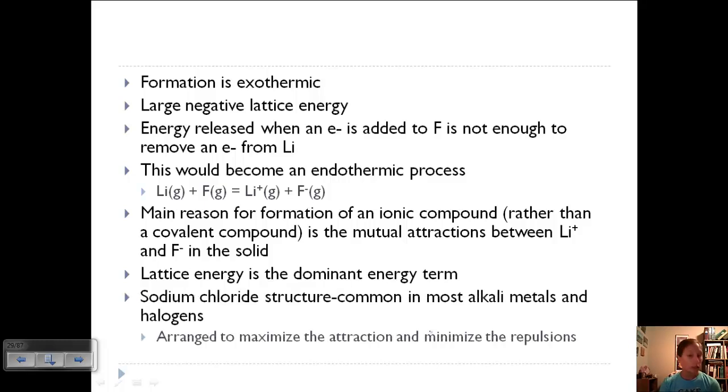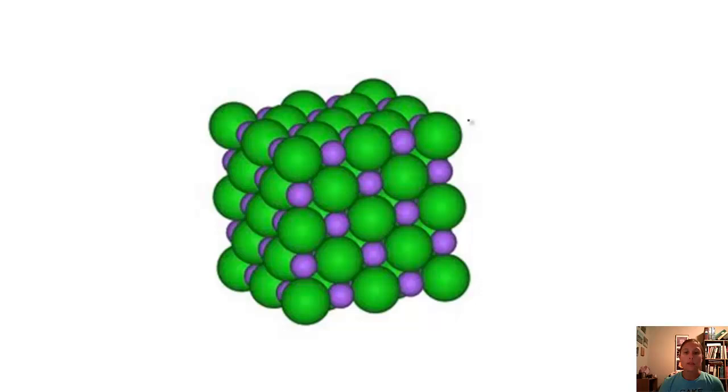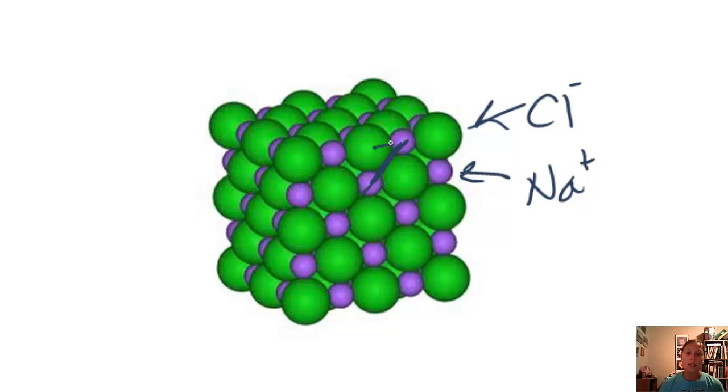If we take a look at other ionic compound structures like sodium chloride, this is the common structure for most alkali metals and halogens, and it's arranged in order to maximize the attraction of protons and electrons, but minimize the repulsions of proton-proton and electron-electron. Let's take a look at that formation. Here we've got our large chlorine ions and our small sodium ions, and you can tell it's a crystalline structure. They are arranged so that sodiums are not next to each other, but chlorines and sodiums are close, giving a very strong attraction between chlorine and sodium.